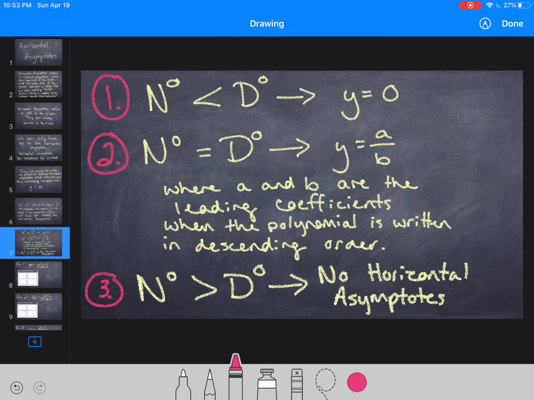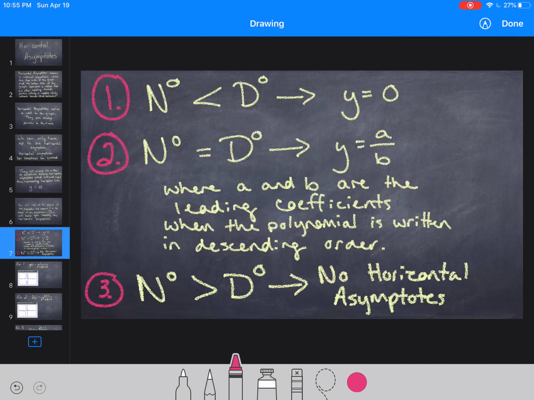The first thing that we could run across is if the degree of the numerator is less than the degree of the denominator. If this happens, that will result in a horizontal asymptote at y equals 0. The second scenario is if the degree of the numerator is equivalent to the degree of the denominator. If this occurs, our horizontal asymptote will be located at y equals a divided by b, where a and b are the leading coefficients when the polynomial is written in descending order.